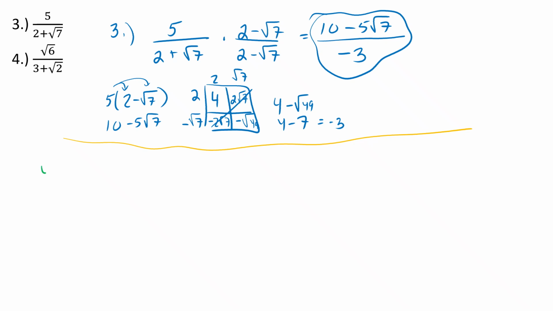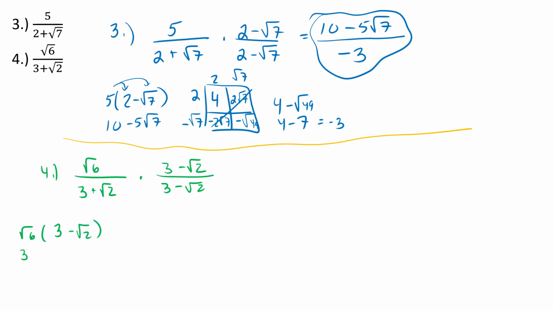Okay, next one, we have the square root of 6 over 3 plus root 2. So our strategy, as always here, is to multiply by the conjugate of the denominator. My numerator is going to look like this, root 6 times 3 minus root 2. So that will give me 3 root 6 minus root 12, which does simplify.